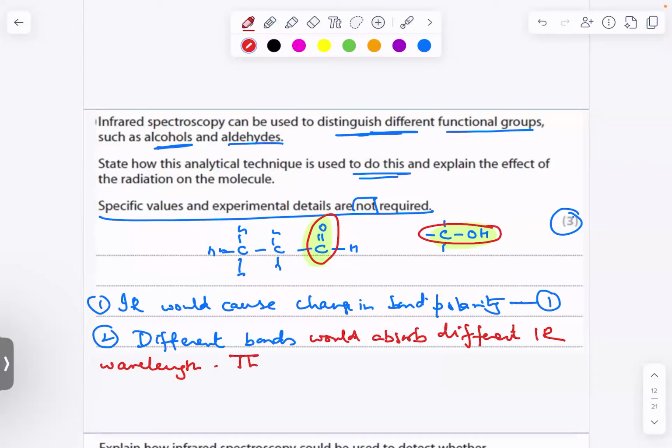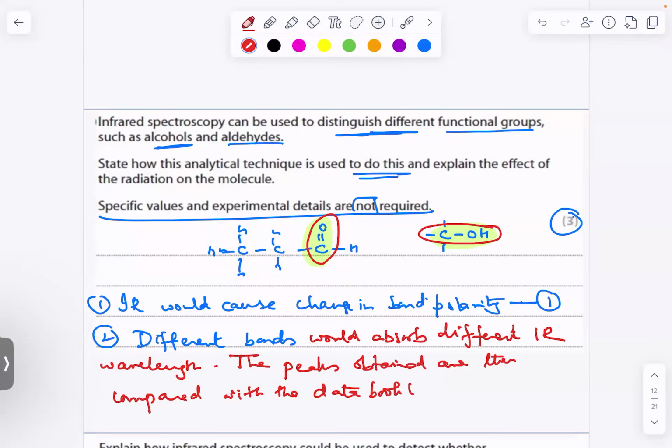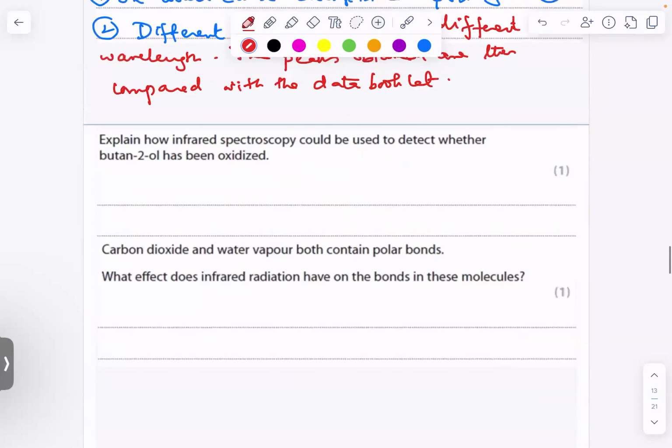The peaks obtained are then compared with the data booklet. Does it make sense? Any point which is not clear to you, please feel free to ask. All right. Next one. Give it a try yourself. Can you read the question, please?